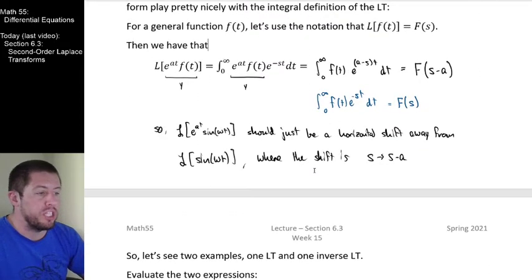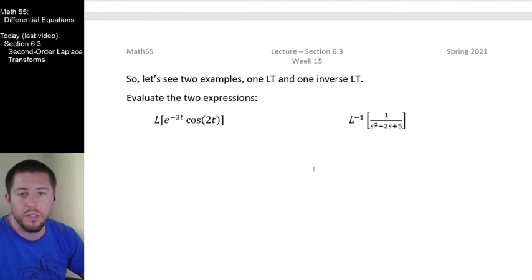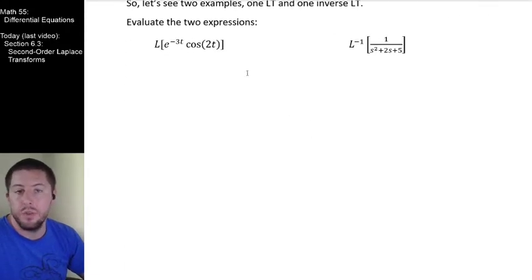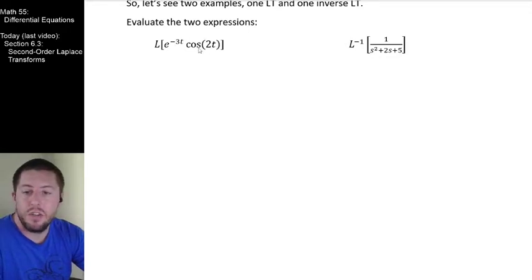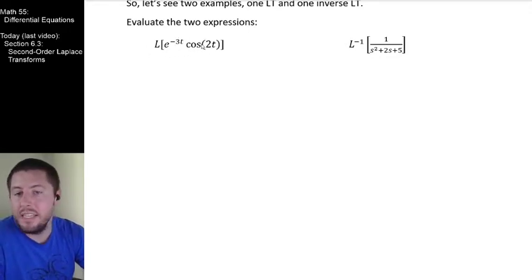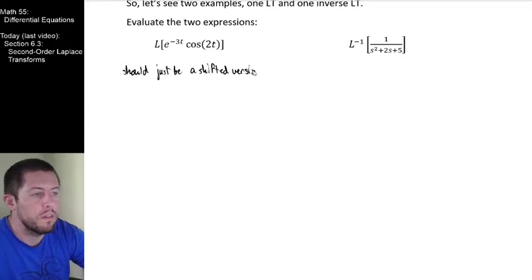So rather than just kind of generally stating them, let's do a couple examples with them here. One forwards direction, one backwards direction. Let's evaluate these two expressions, a Laplace transform and an inverse Laplace transform. What I want to recognize is that since this expression right here, the Laplace transform of an e to the at cosine omega t, should just be a shifted version of the Laplace transform of cosine of 2t.